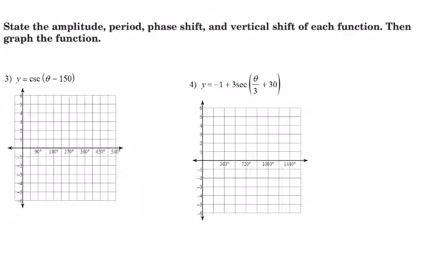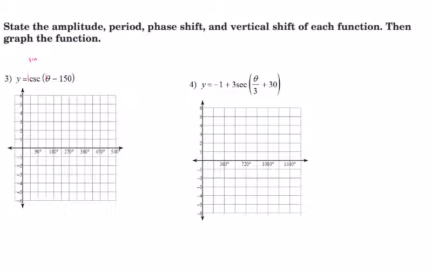All right, let's do secant and cosecant. So remember that secant or cosecant is the reciprocal of sine. So I'm just going to graph this as if it were a sine function first. So here, amplitude 1, period is not changed. It's still 360. And I moved it over to the right 150, right? So 150 to the right.